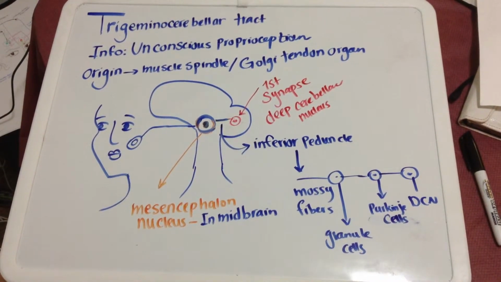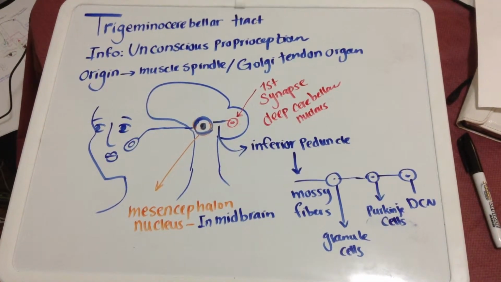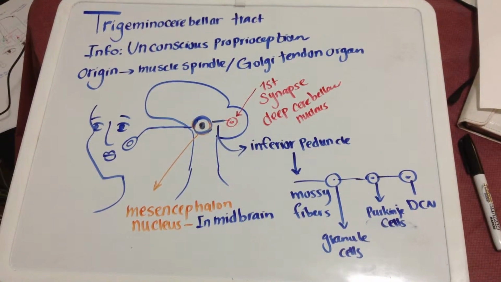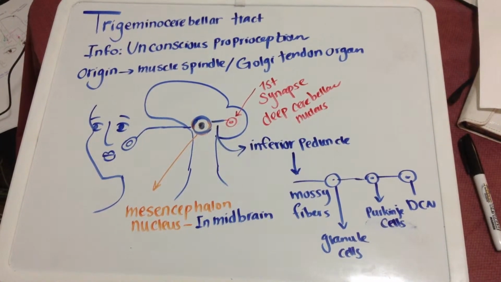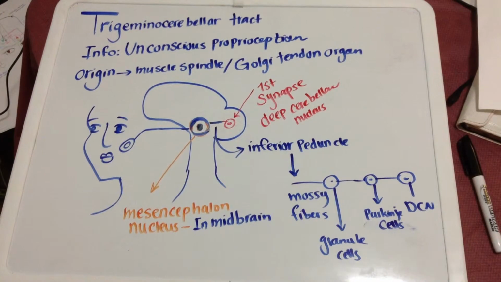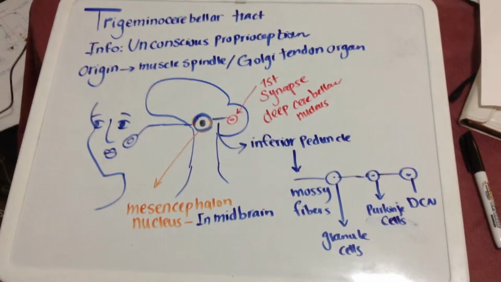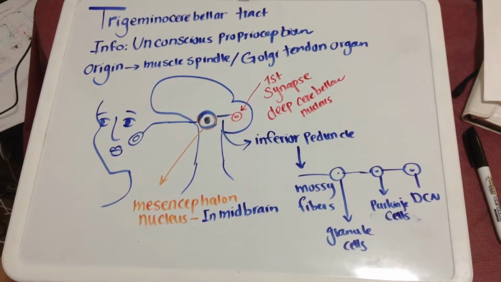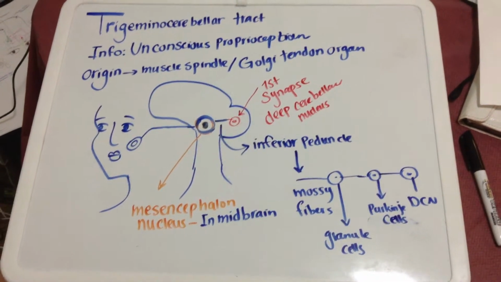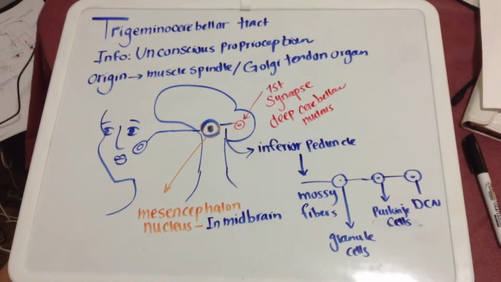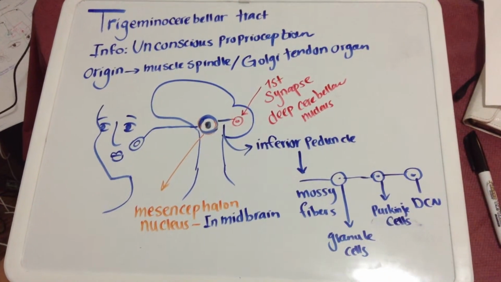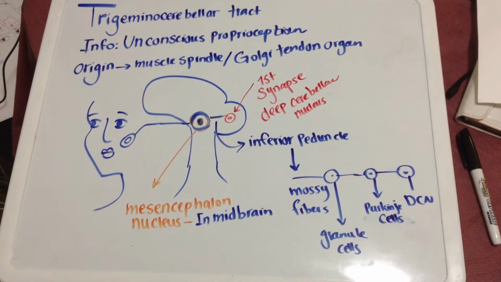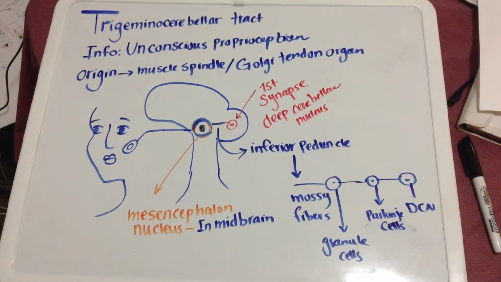What's interesting about this one is that the cell bodies are located in the mesencephalon nucleus, and the mesencephalon nucleus has pseudounipolar neurons. However, unlike the other tracts where you had the semilunar ganglion and dorsal ganglion, which were located outside the central nervous system, this one is inside the central nervous system, specifically the midbrain.